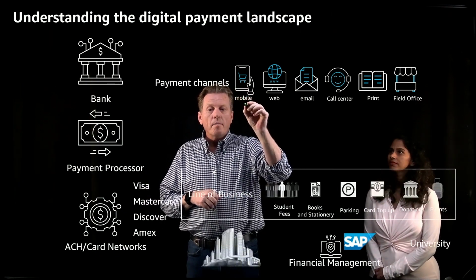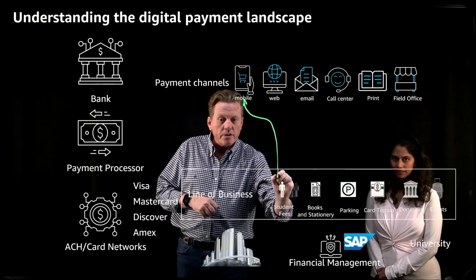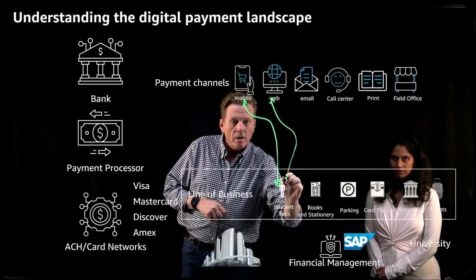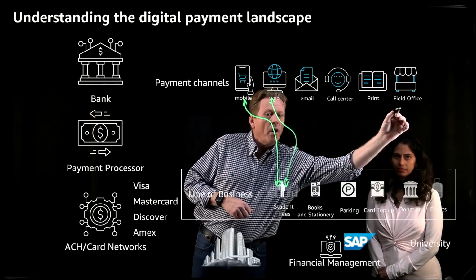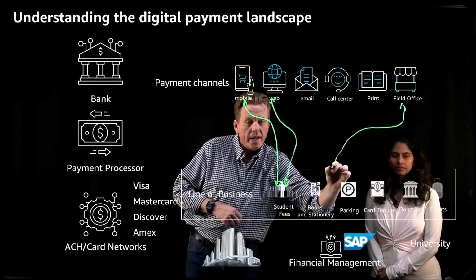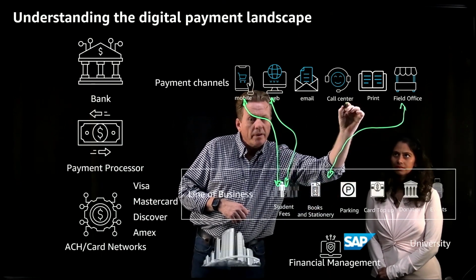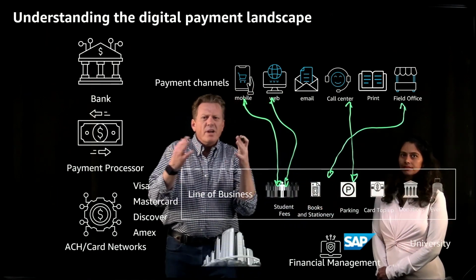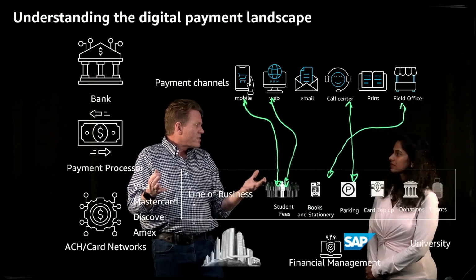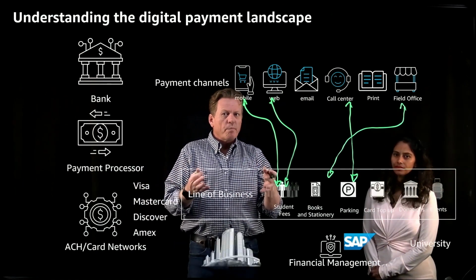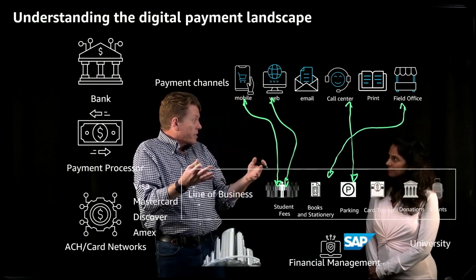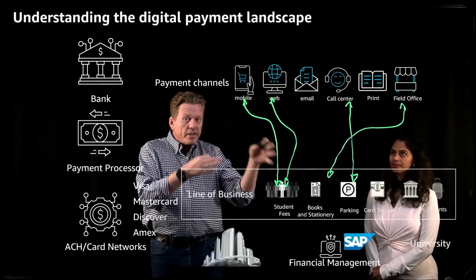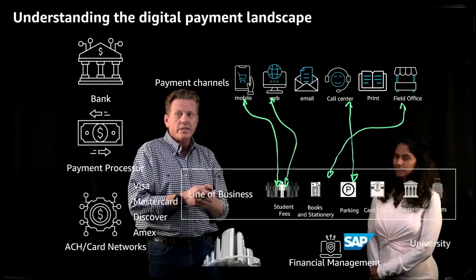And so a mobile payment is coming into the student fees portal, a web payment is coming in, say a field office or over-the-counter payment is coming into books and stationery, a call center payment is coming down into the parking environment. And so the question is, how do we bring together all of this processing so that we're not jumping between different applications to monitor and manage the transaction flow during the online day, but also through the day end and finally in the funding processes?